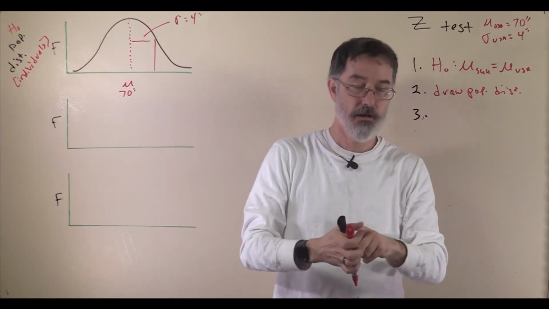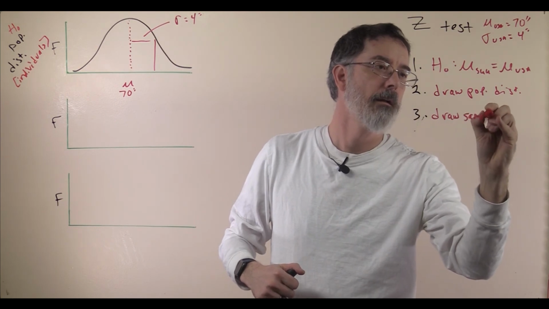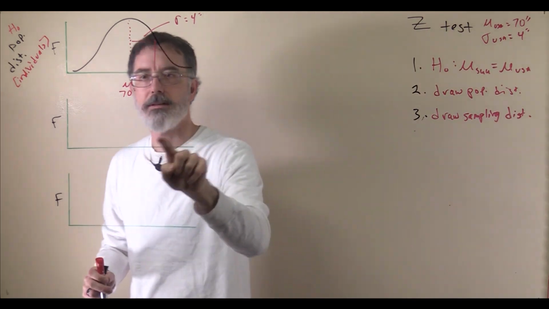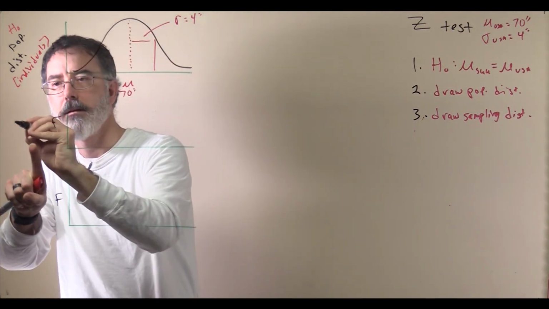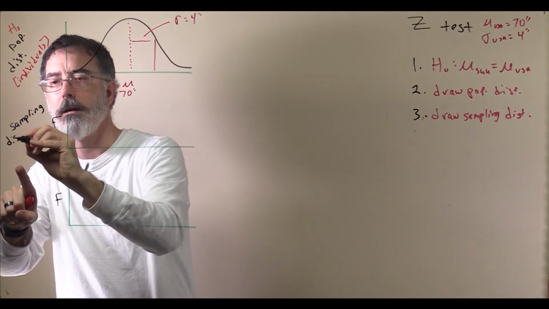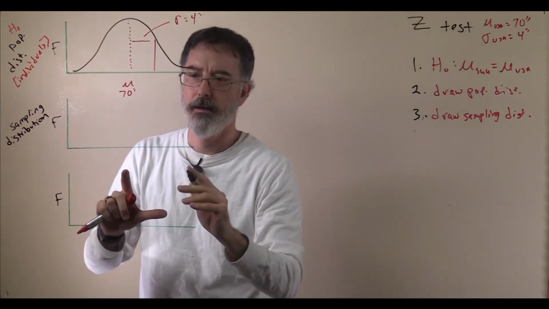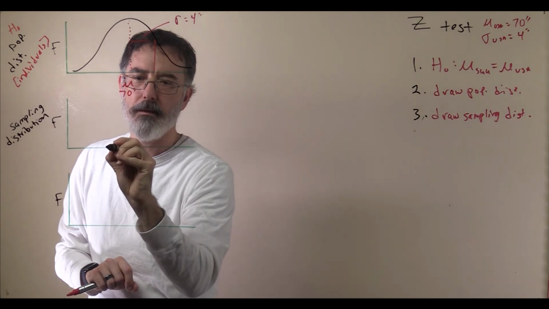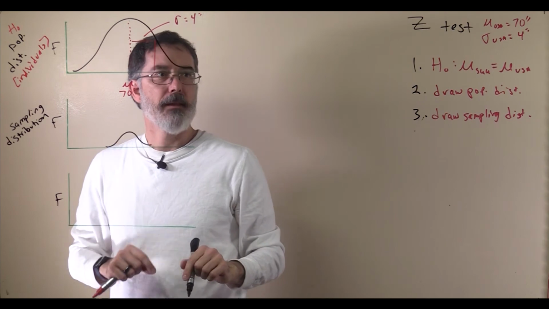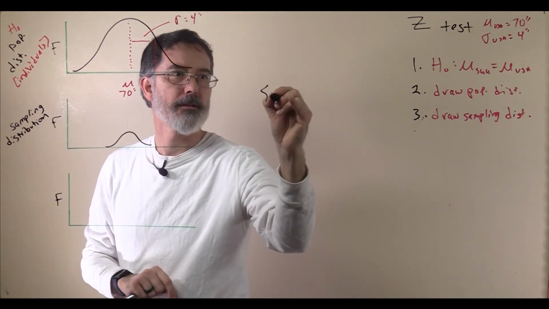Next, we'll draw the sampling distribution, right? So that's going to be down here. And so it's going to end up looking something like this. It'll also be a normal shape. And remember, there are 3 different characteristics that we'll need to know for our sampling distribution.